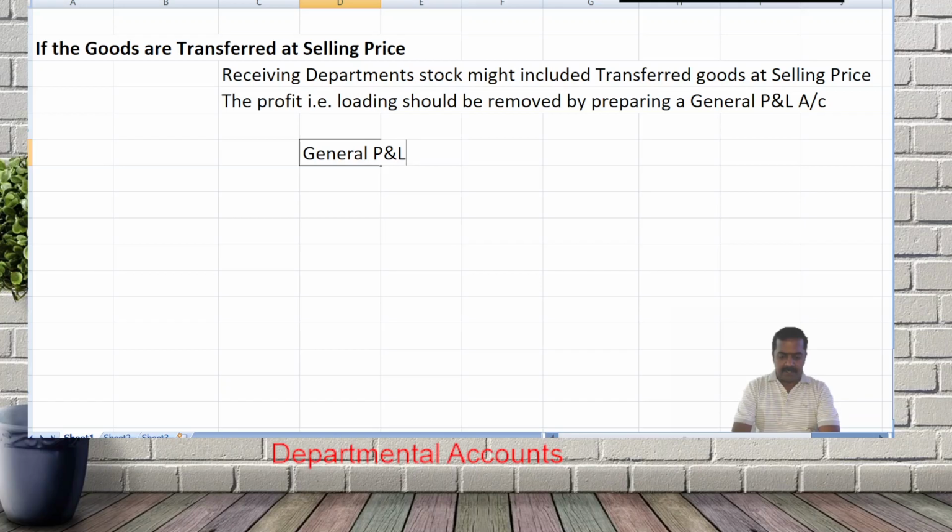General profit and loss account. It's a single column account. We'll transfer net profit. For example, department X, department Y, department Z. Net profit we'll bring it here. It's a single column account.